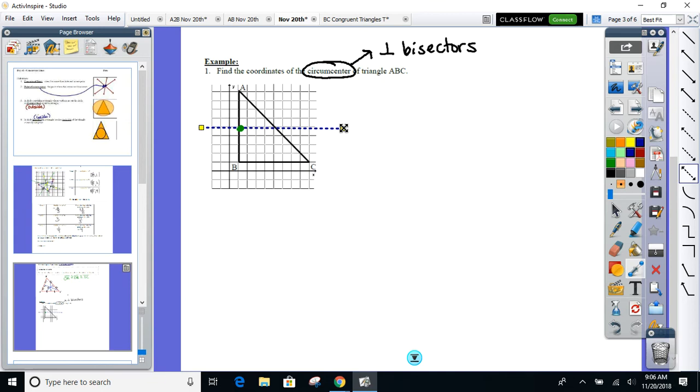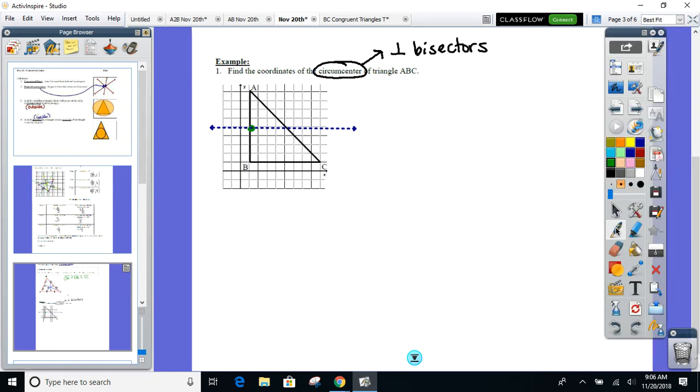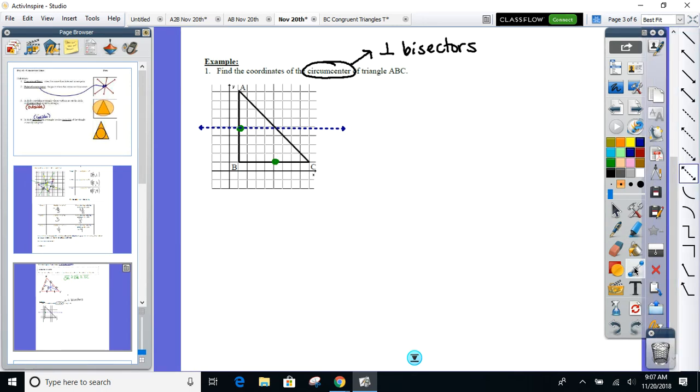What other side would this be pretty easy to do? BC. This is a horizontal line. Find the midpoint of it real quick. How long's BC? 8, so the midpoint will be 4 away from B or C. And what type of line would be perpendicular to this horizontal line, BC? Okay, draw it through. It's nice when it's a right triangle, right?